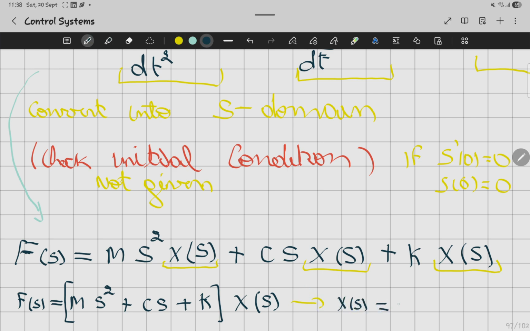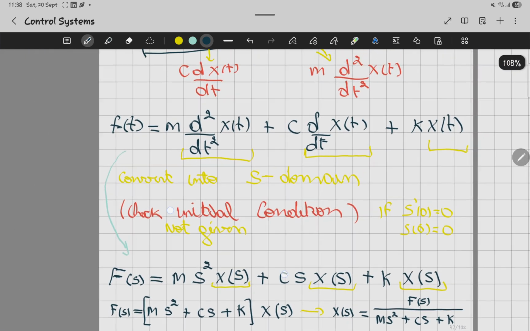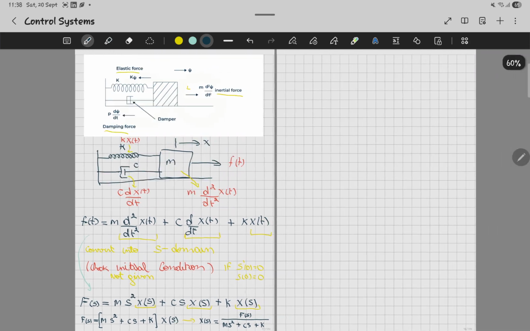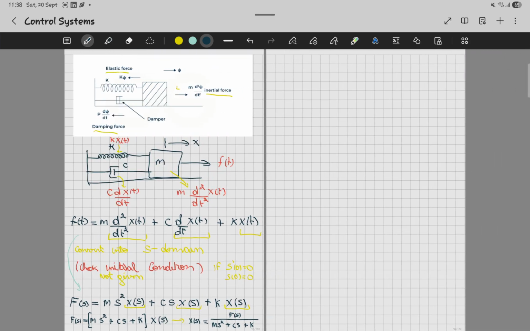And if you have to solve for X(s), you're going to have a fraction, and then this one's going to be m s squared plus c s plus k. So this is what you're going to get here if you have to solve for this type of questions about mechanical force in the system. This is what you're going to get, for instance.